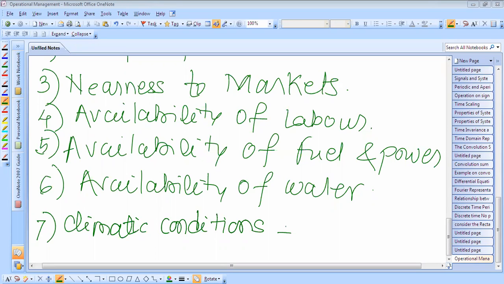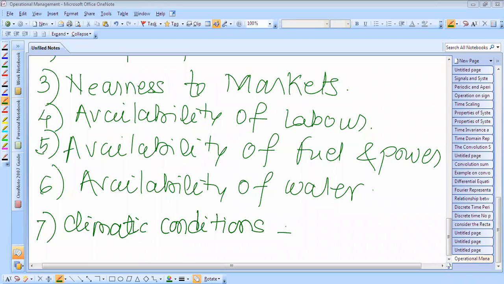Of course, control of climate needs money. So if it is a hot region and the processing industry requires cool conditions for processing its raw materials, then they have to maintain air conditioning in the plant, and that is a costly practice. Therefore, climate conditions also play a very important role in the selection of the plant site.